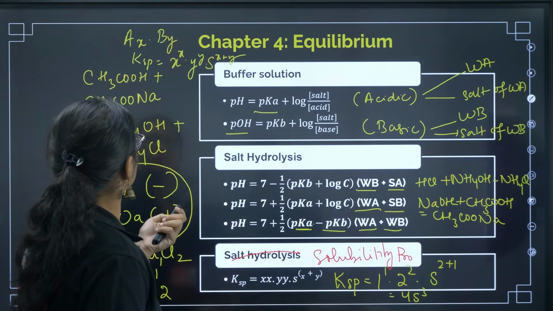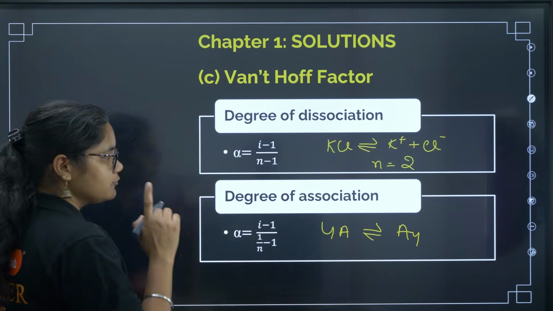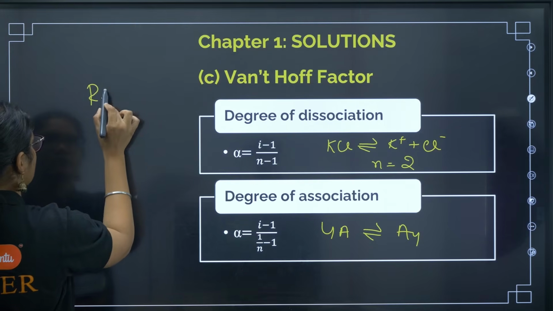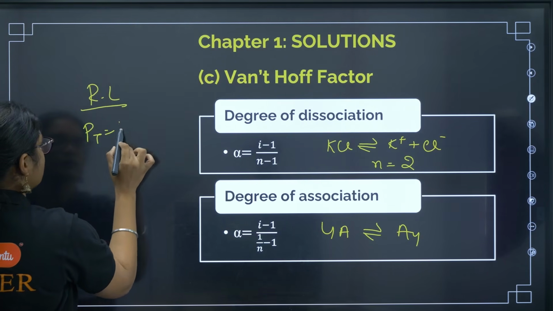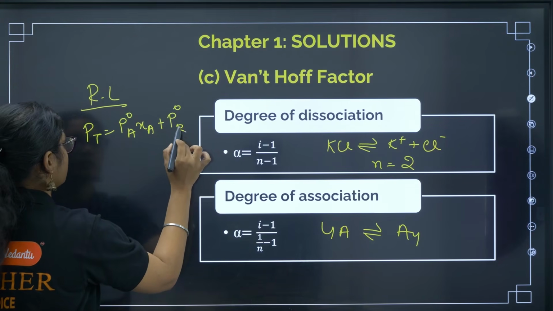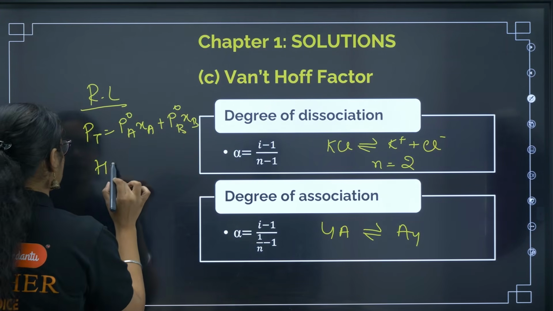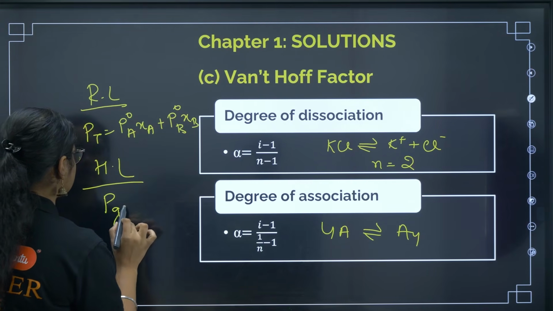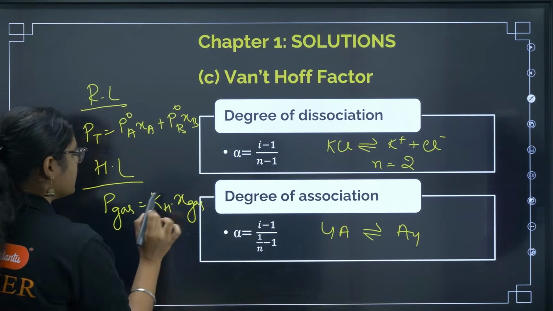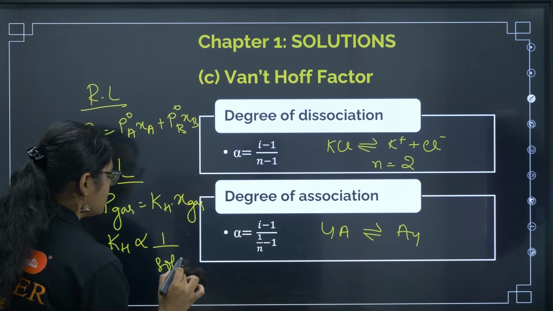Now one more thing I want to tell you. In the solutions chapter, you should also focus on Raoult's law. For Raoult's law, we know P total is equal to P naught A XA plus P naught B XB. This is a very easy formula to remember. And then we have Henry's law. In Henry's law, P of the gas is equal to Henry's constant into the mole fraction of the gas. Here you should remember KH is inversely proportional to solubility.